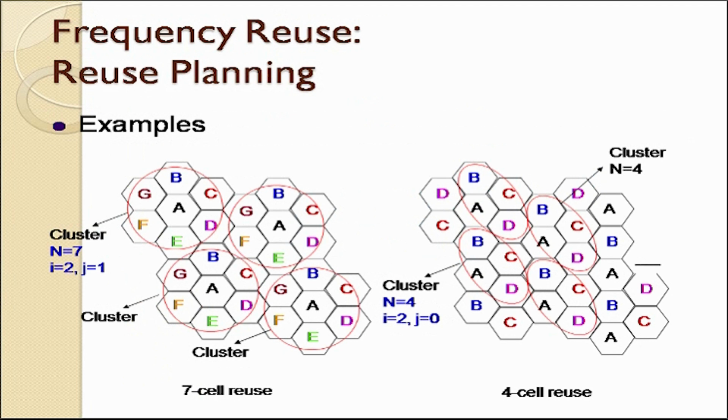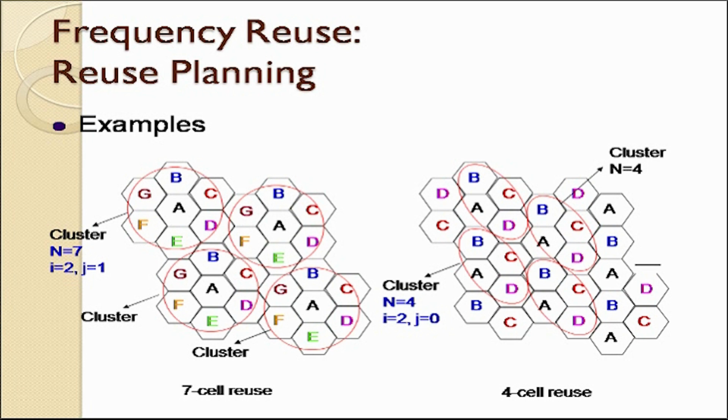In this diagram, we explain examples of reuse planning or frequency reuse. The first one is cluster size N equal to 7, 7-cell reuse, and the next one is 4-cell reuse. In the 7-cell reuse diagram, A, B, C, D, E, F, G are the 7 cells, N equal to 7. Here I use two non-negative integer values, i is 2 and j is 1. I apply the formula N equal to i square plus ij plus j square, and finally I get N equal to 7.